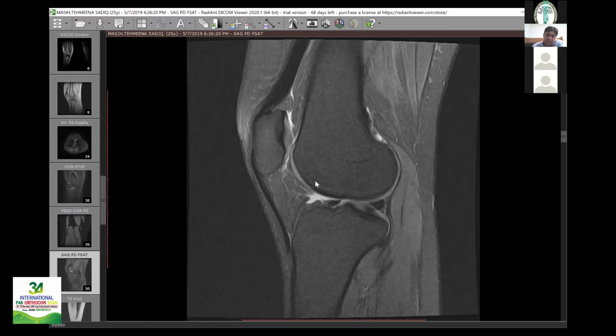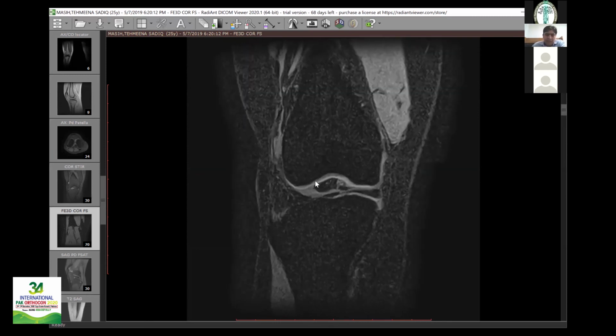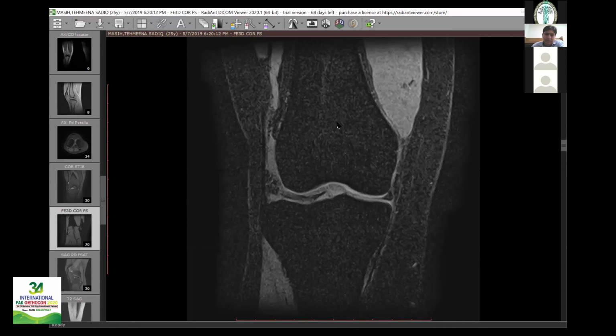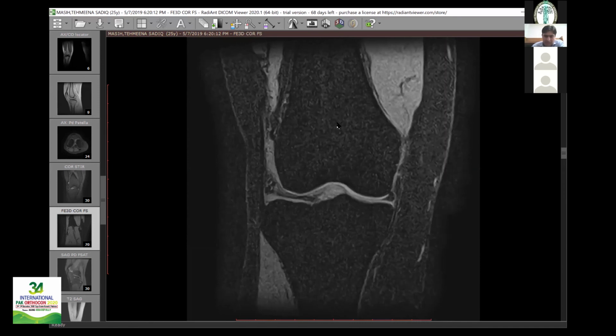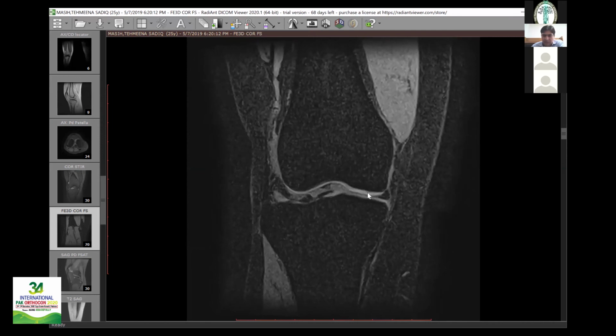This is an SPGR or a flash image. It's basically a T1 weighted image. And here you can appreciate that the bone is dark, and this very adequately shows the articular cartilage. So you can appreciate this dark line as cartilage. So the bone is dark, the fluid is dark, and the menisci are dark as well. The only thing which is bright here is the cartilage.